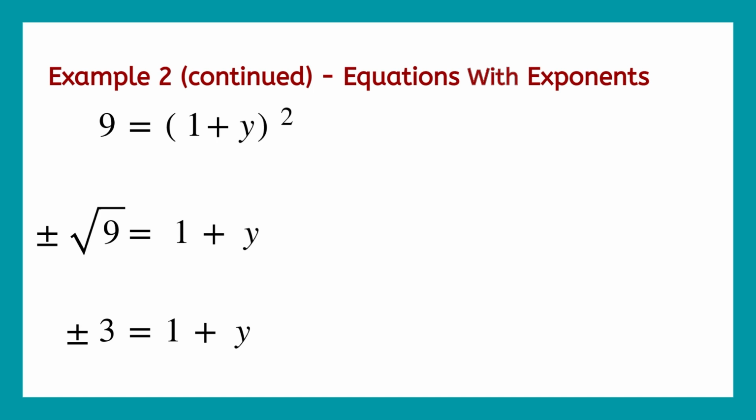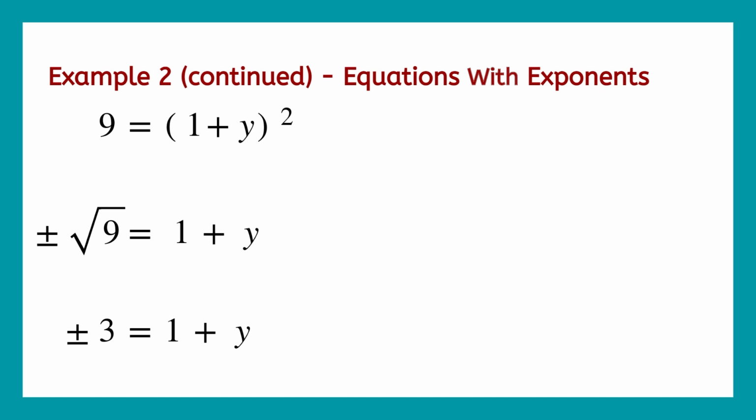Here's what I want you to do. Get out a sheet of paper. Go ahead. Have you gotten it? If not, pause the video. Okay, now you have your sheet of paper. Write down 3 equals 1 plus y. That's one equation you get. Also write down minus 3 equals 1 plus y. That's the other equation represented there.